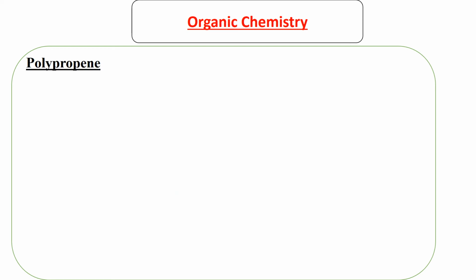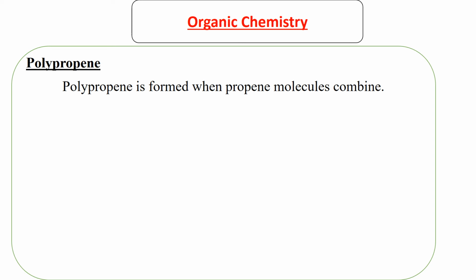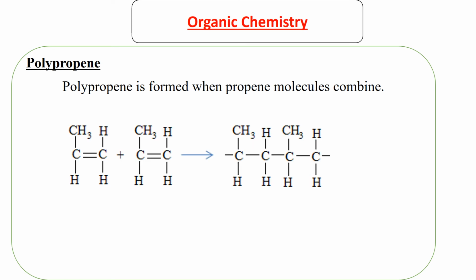Next, we look at polypropylene, which means it's made of many propene. Remember, propene is an alkene with 3 carbon atoms. So these propenes, when they combine, they form polypropylene. So this is how polypropylene is formed.